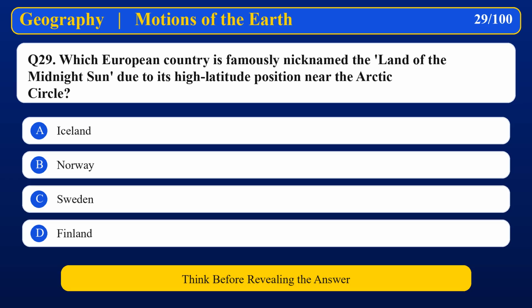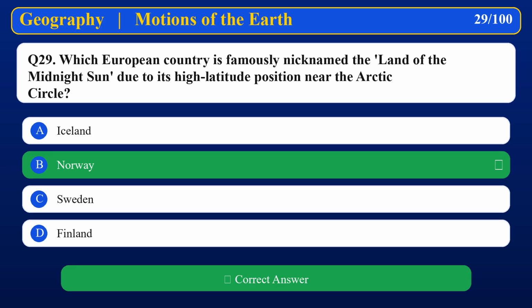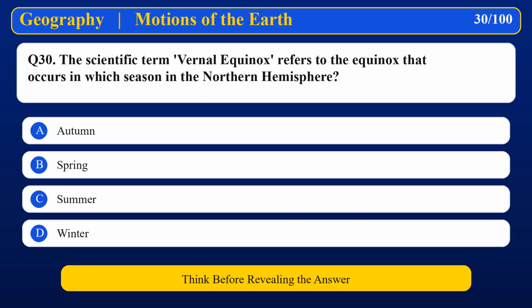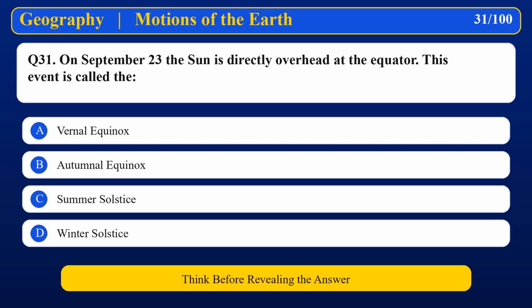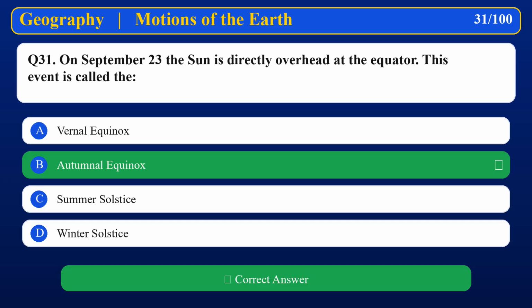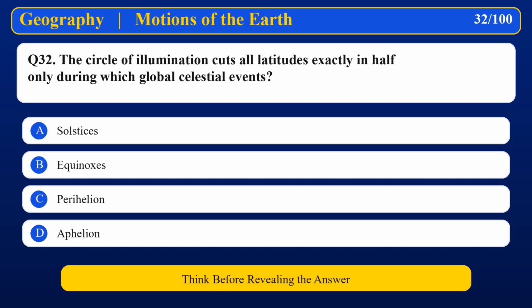Which European country is famously nicknamed the Land of the Midnight Sun due to its high latitude position near the Arctic Circle? Norway. The scientific term, vernal equinox, refers to the equinox that occurs in which season in the northern hemisphere? Spring. On 23rd September the Sun is directly overhead at the equator. This event is called the autumnal equinox.